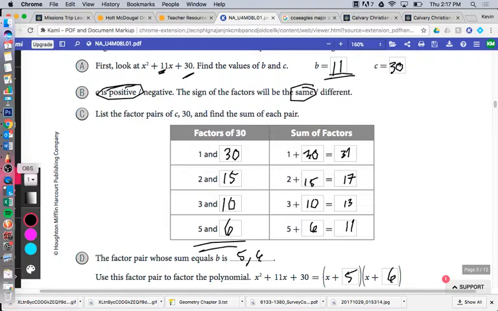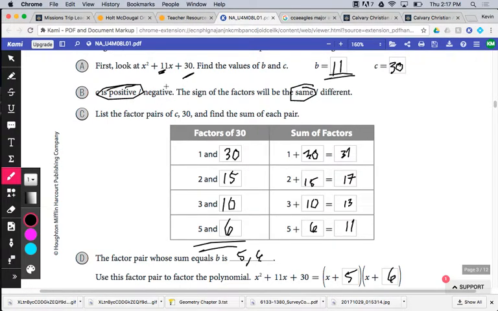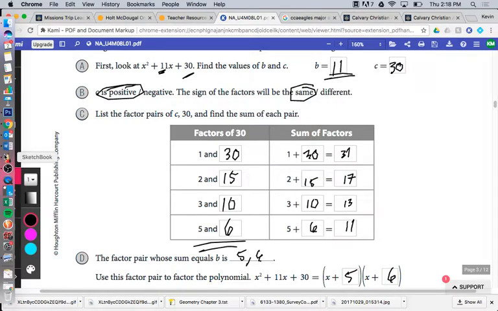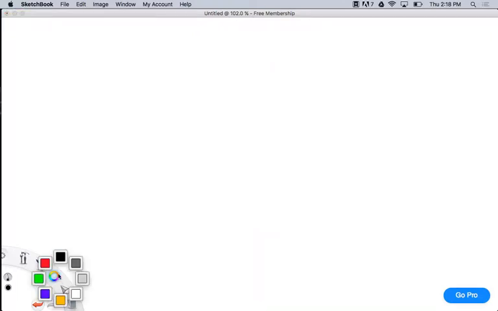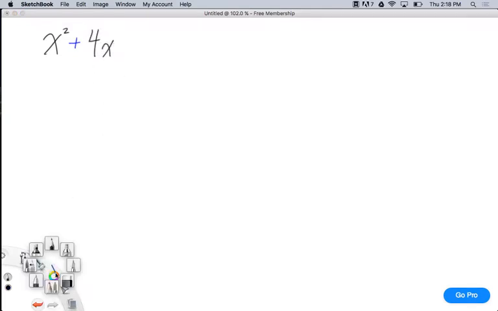Okay. Now, the next thing we get into is exactly what it's talking about here. If C is positive or negative, the sign of the factors will be the same or different. Okay. So, let's say I have x squared plus 4x plus 3. X squared plus 4x plus 3.